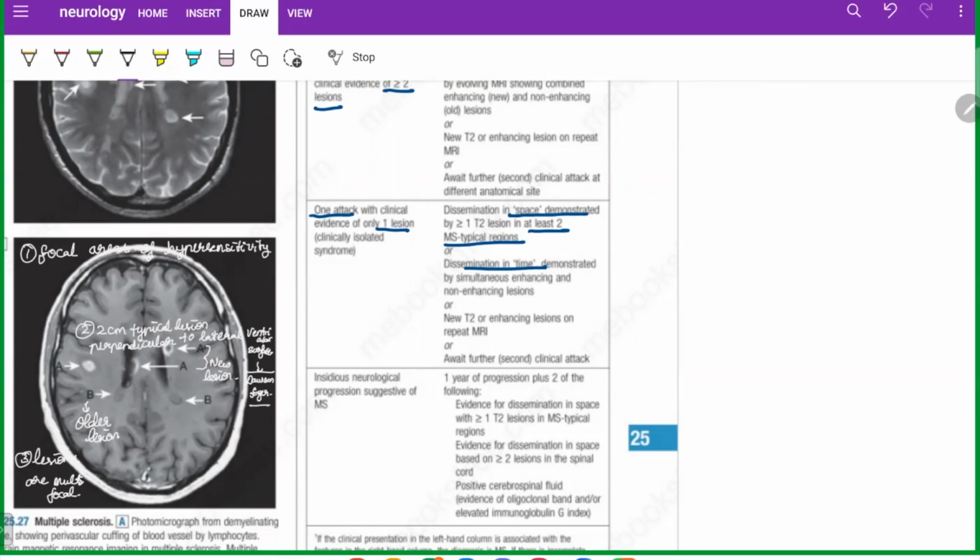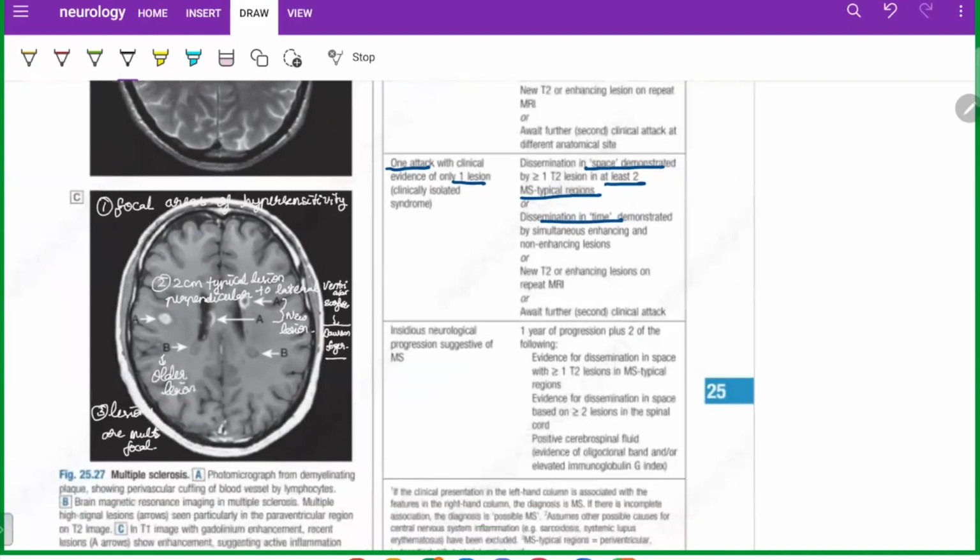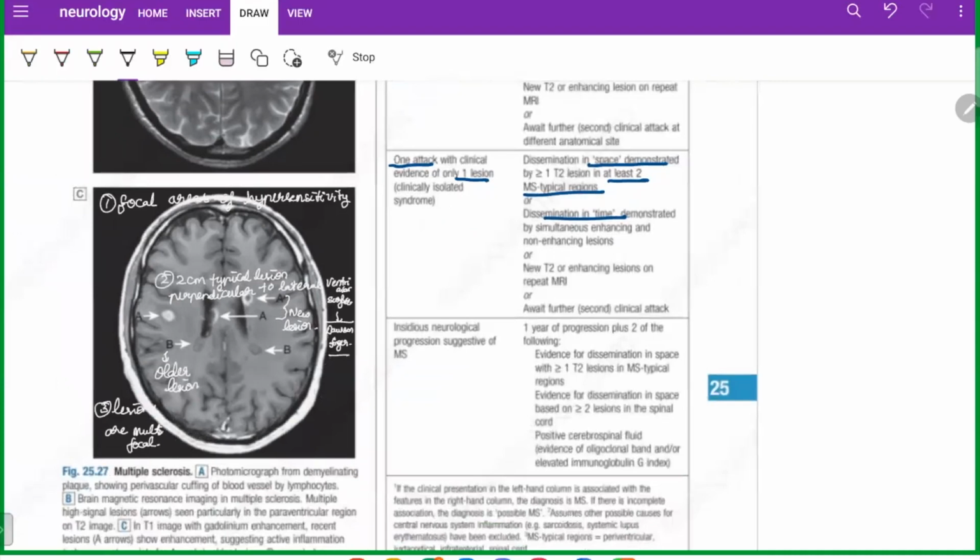Treatment, I will follow tomorrow. Along with the treatment, I will tell you how you interpret your MRI. After interpreting MRI, I'll go for the treatment and go for the next essay. So with this, we will close today's session.